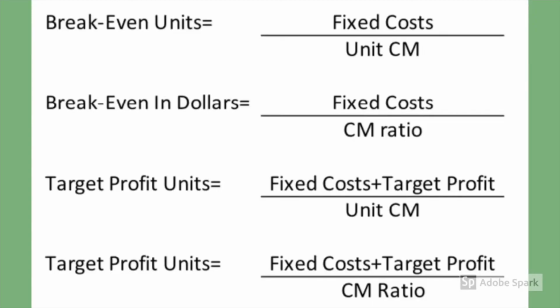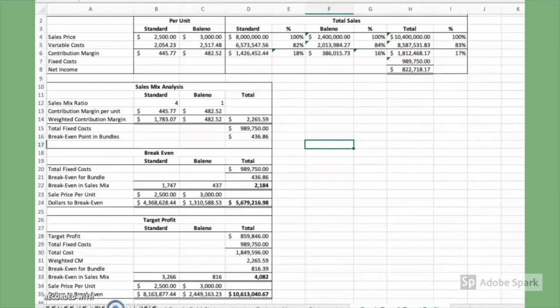There are many times in a company when you want to know how many units or how many dollars it'll take to break even, or also if you're looking for a target profit or target number of units that you had based on prior years. So here are the equations that you're going to use to try to figure that out. And again, we'll show you an example based off of Harsh Electricals. The last part we're looking at is the break-even analysis and target profit.